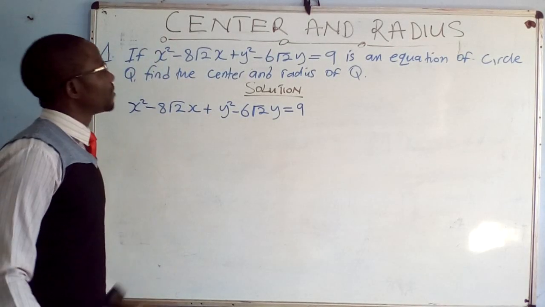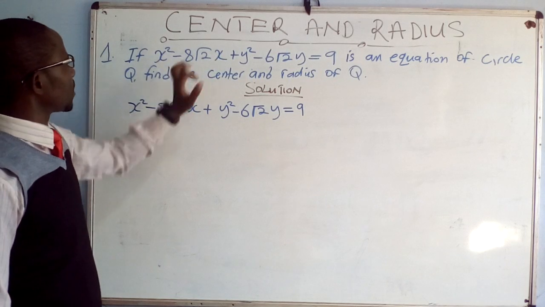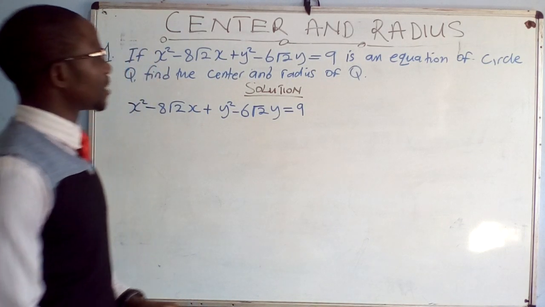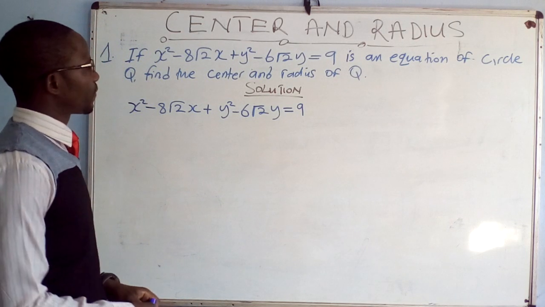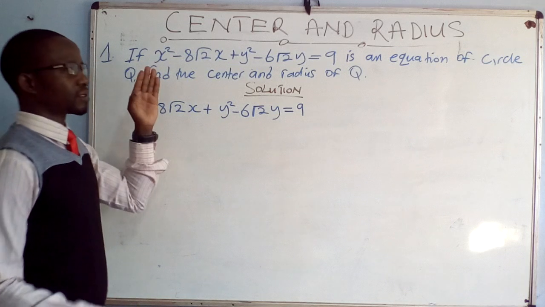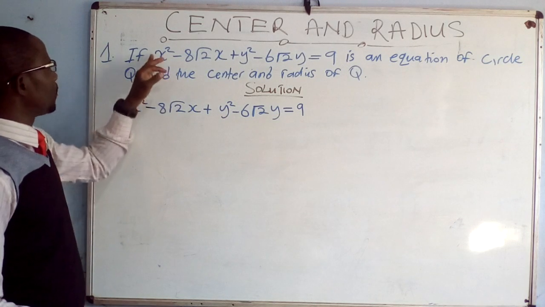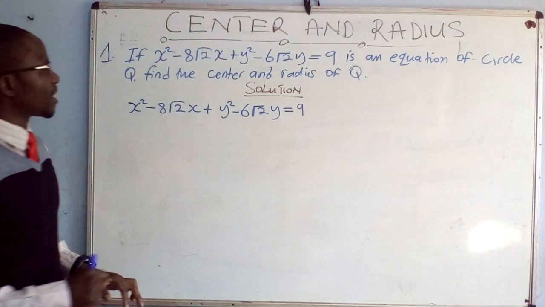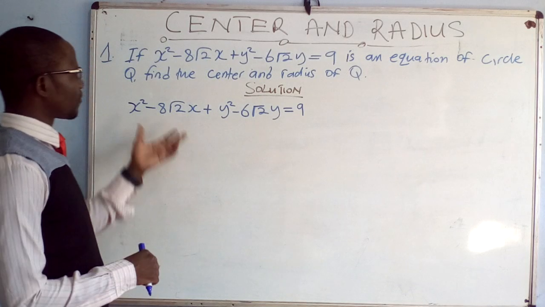We have another question on the board. If x squared minus 8 root 2x plus y squared minus 6 root 2y is equal to 9 is an equation of circle Q, find the center and radius of Q. In this case, coefficients cannot be reduced any further because the coefficient of x squared and that of y squared is 1. So from there, we can go ahead and implement a method that is going to work for us.